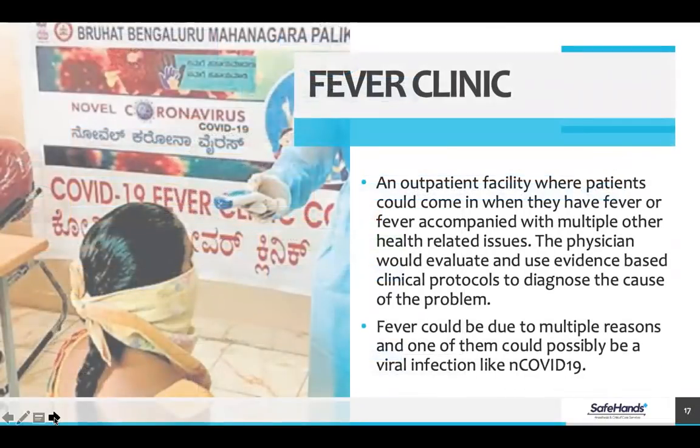So I'll talk about the fever clinic. A fever clinic is an outpatient facility where patients can come in when they have fever or fever accompanied by multiple other health-related issues. Patients are evaluated using evidence-based clinical protocols to diagnose the cause of the problem. Fever could be due to multiple reasons, and one of them could possibly be a viral infection like COVID-19.